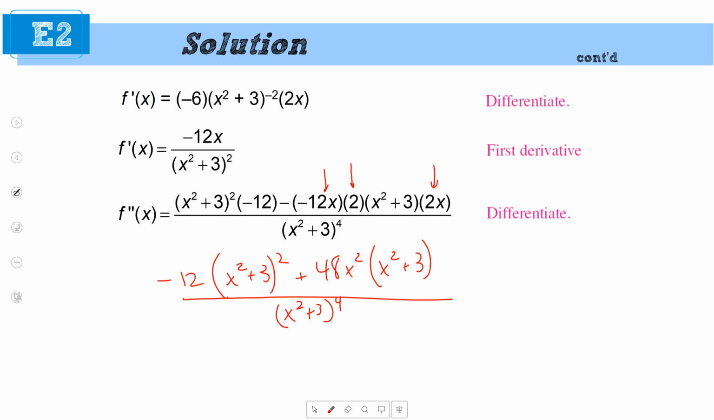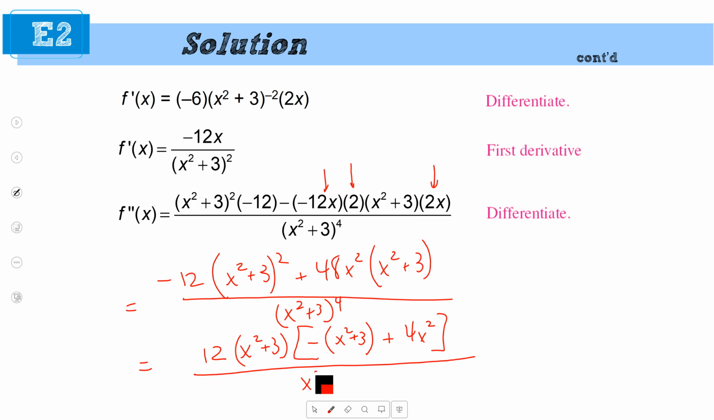Just stop here and look at a GCF. So the GCF between these two things is 12 times x squared plus 3. And you'll recall we talked about taking the smaller exponent. So in this case, I would only take one of those x squareds. What's left behind? Well, I'd leave a negative x squared plus 3. And then I'd have a 4, so plus 4x squared. Okay. Then I would cancel this and make this a 3. That makes my life a little bit easier.